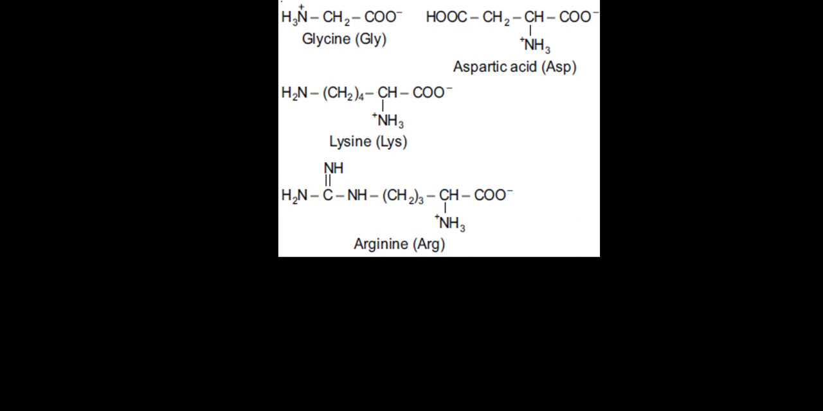Now, comparing lysine and arginine, arginine has more basic groups, as a result of which arginine becomes the most basic, having the highest value of pKa. Then comes lysine, then the neutral one, glycine, and finally aspartic acid, which is acidic and has the lowest value of pKa. So if I try to arrange this, aspartic acid will be lowest, then comes glycine, then lysine, and finally arginine, which has the highest value of pKa, or the lowest acidic strength, or the highest basic strength. So that is how we need to solve such problems.